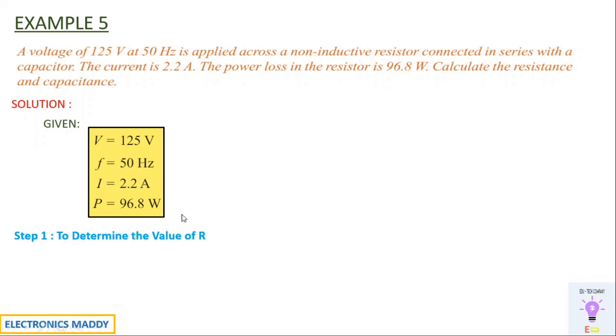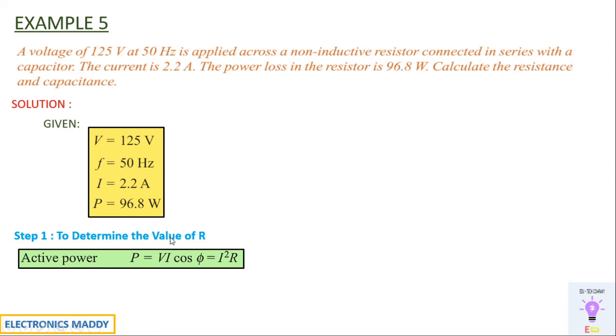Step 1 is to determine the value of R. It's very straightforward. P is equal to VI cos phi, that is equal to I square R, isn't it? We can do it in two ways, where you can find the power factor and then find the value of Z as demonstrated earlier. Or we know the value of P and I, so we will be knowing the value of R directly. So P is equal to I square into R. Substitute P and I and solve this equation, you will be getting 20 ohms. So the first part of our problem is clear. We know the value of R.